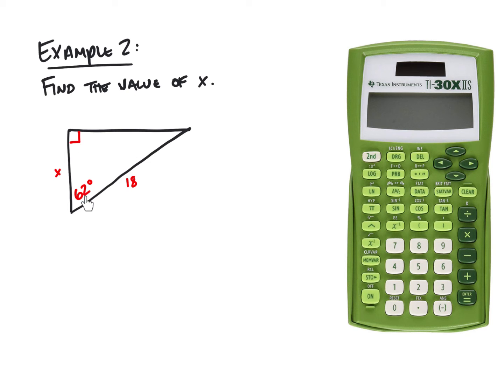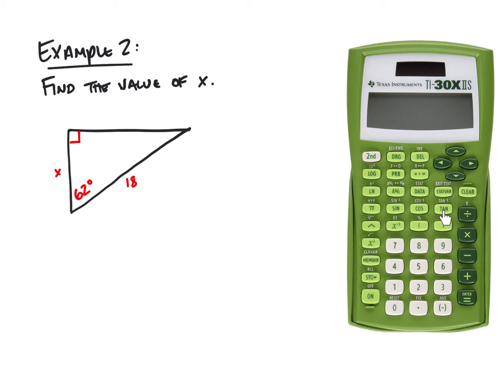But we can use the fact that this is a 62 degree angle to figure out exactly how long this would be. All right, and it's going to look like this. I'm going to use my calculator over here, and we're actually going to be using cosine. I'll tell you why in a second. I'm going to figure out what the cosine of a 62 degree angle should be.